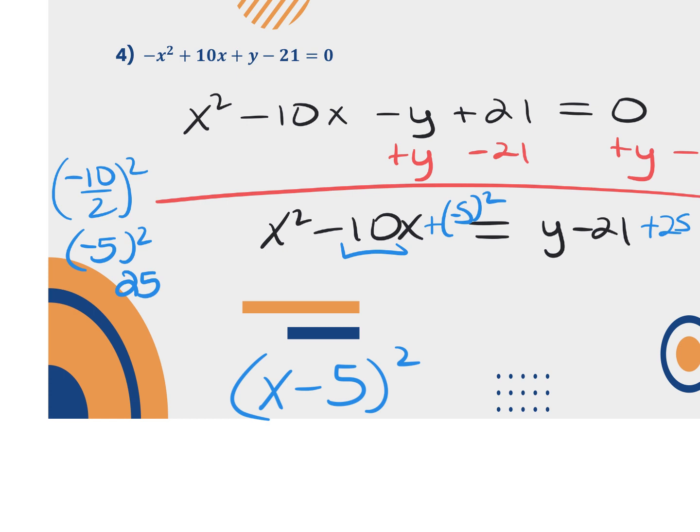And then over here, I have to combine my constants. So negative 21 plus 25, and I get y plus 4. And now I have it in the standard form that I can now use to find my vertex, my p-value, my focus, my directrix, my axis of symmetry, and graph it.